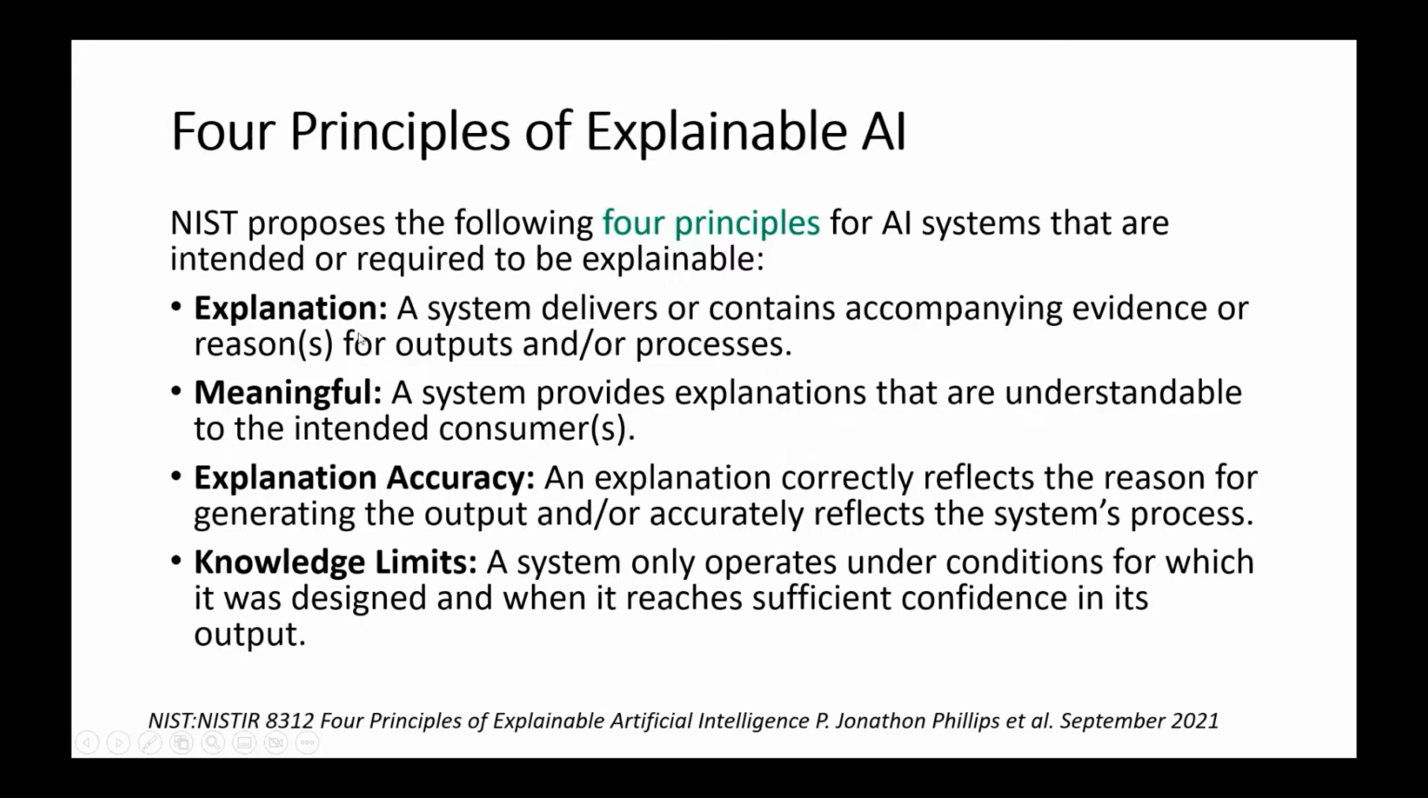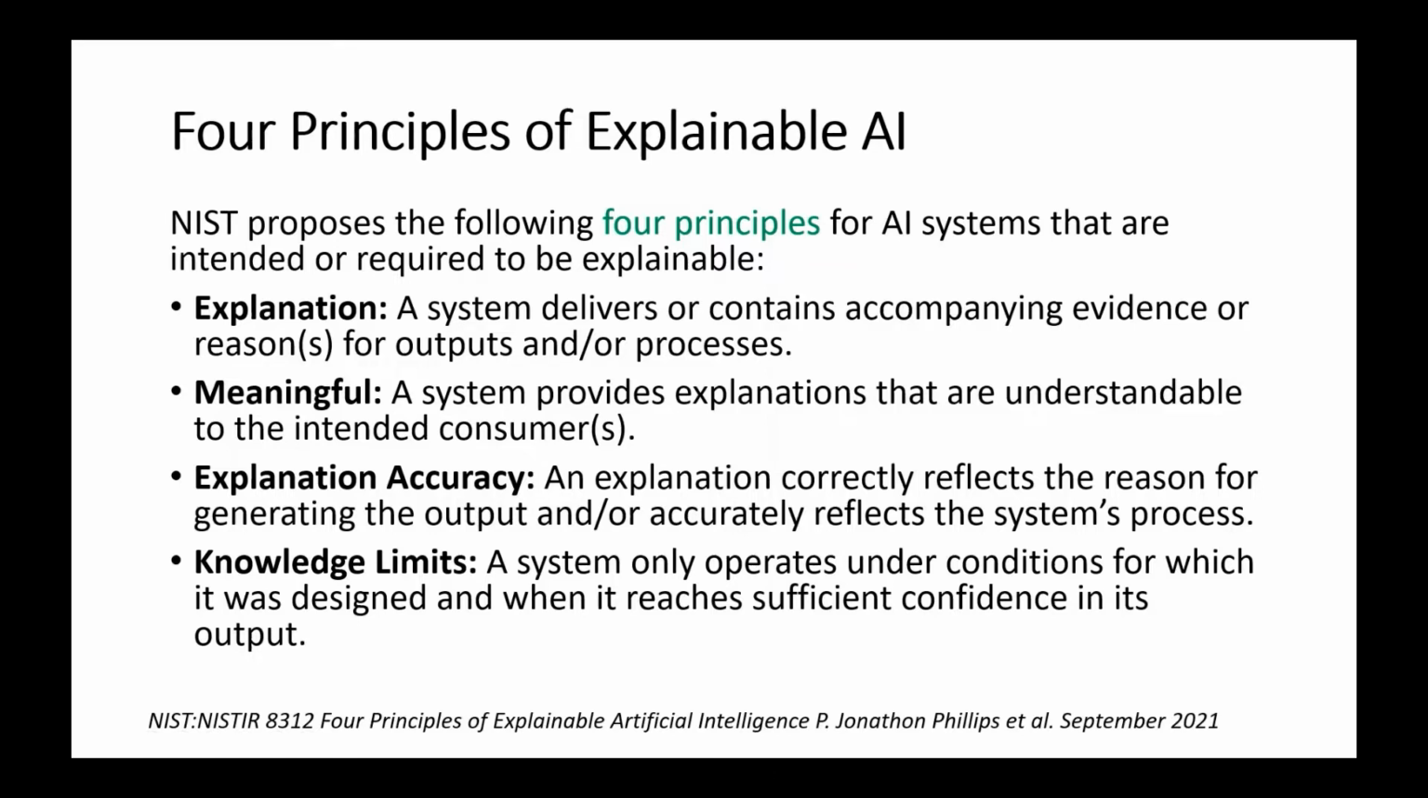Explanation. By the very truth, you need to have an explanation of why certain things happen. A system delivers or contains accompanying evidence and reasons for outputs and processes. And then meaningful: it provides explanations that are understandable to the intended consumer. So in other words, if I'm using AI for X-ray diagnosis or disease diagnosis, the explanation should be meaningful to that intended audience. And the third point is explanation accuracy. How accurate is that explanation in that context?